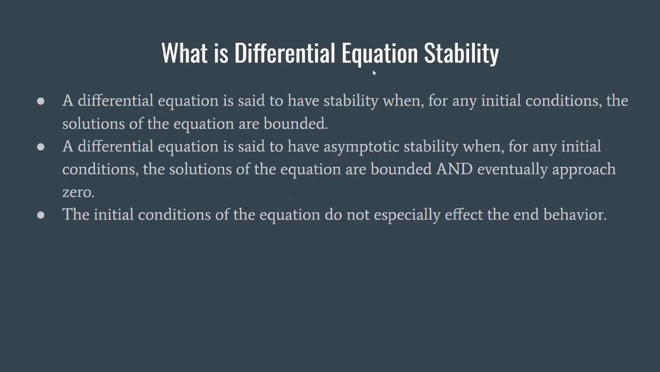So what is differential equation stability? A differential equation is said to have stability when, for any initial conditions, the solutions of the equation are bounded, meaning they don't increase or decrease infinitesimally. A differential equation is said to have asymptotic stability when, for any initial conditions, the solutions of the equation are bounded and eventually approach zero. The initial conditions of the equation do not especially affect the end behavior.